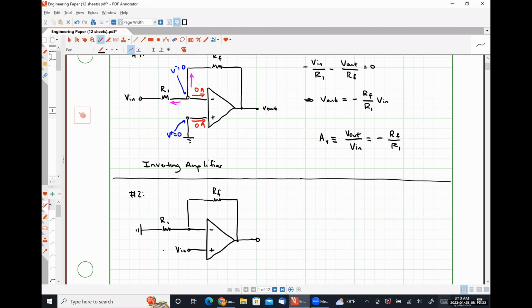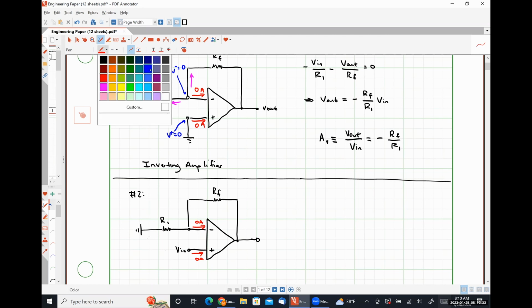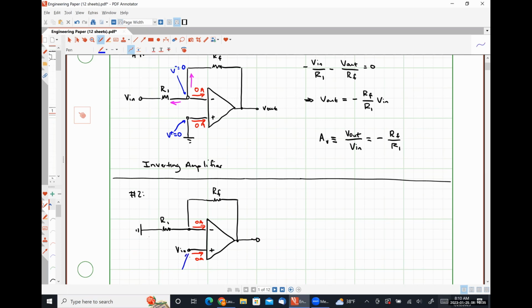So from here, we know that these two currents are 0. And obviously, the voltage present at our non-inverting input terminal is simply Vn, which means the voltage present at our inverting input terminal is also Vn.